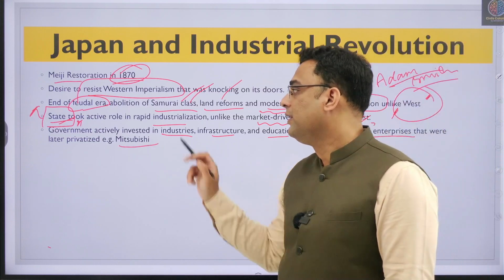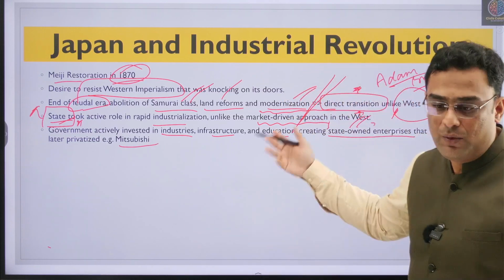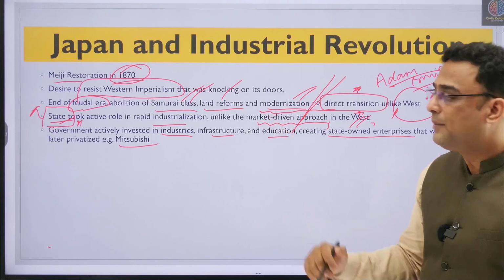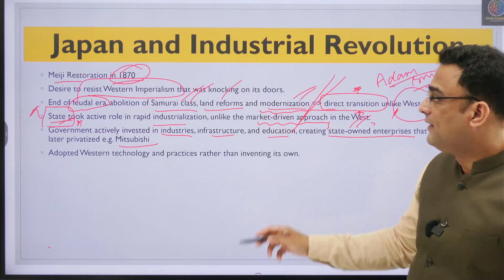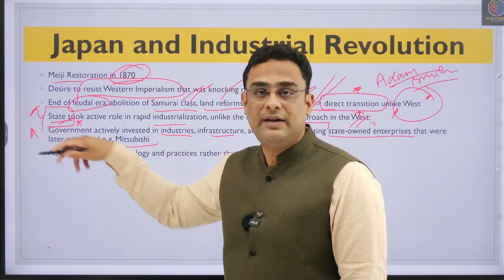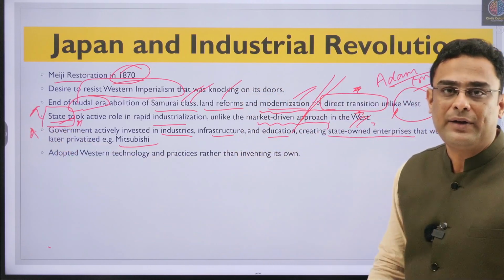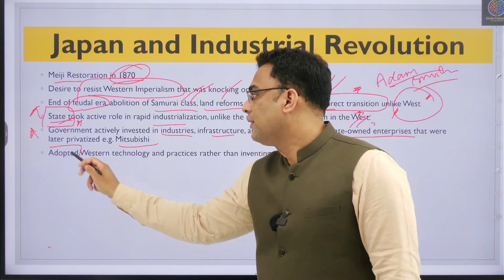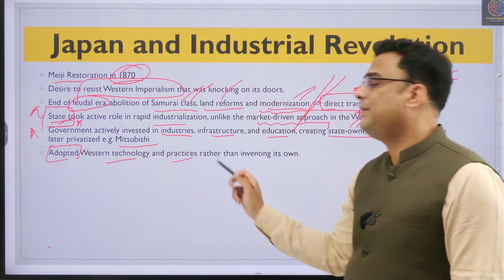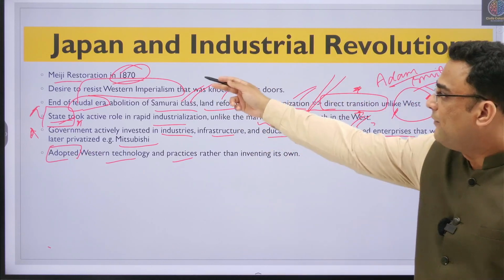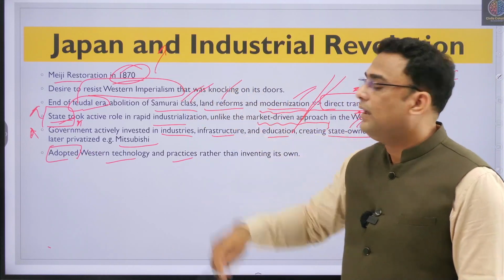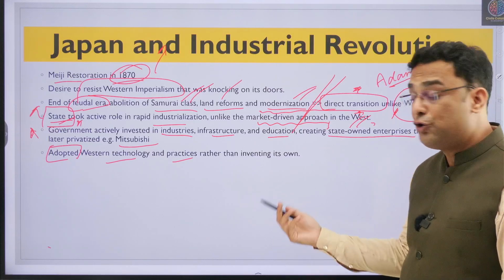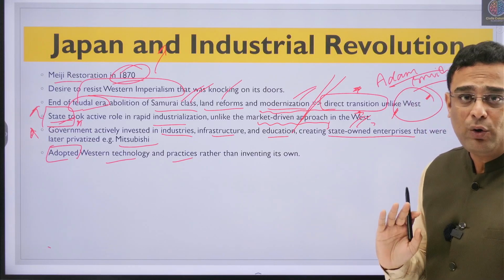You must have heard the name Mitsubishi. Okay, so that is one enterprise that was created by the state but privatized later. So this is again another significant differentiating point as compared to the West. Then they adopted Western technology and practices. They did not have time, they had to quickly upscale. Now there is no time to do their own research. So what did they do? They adopted whatever the West had already developed.